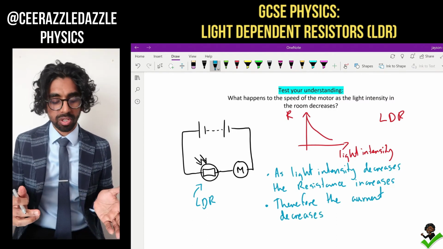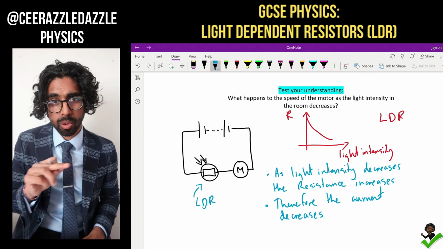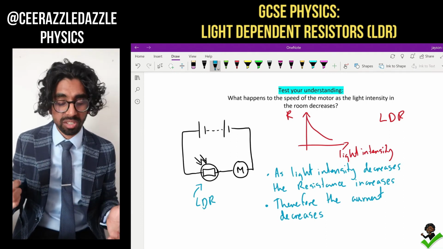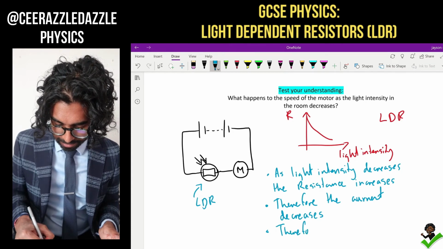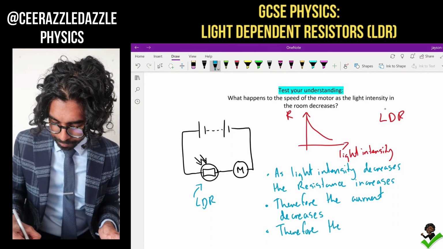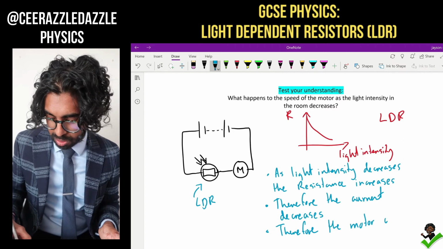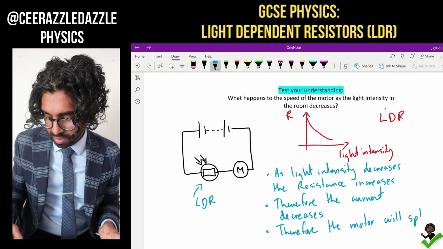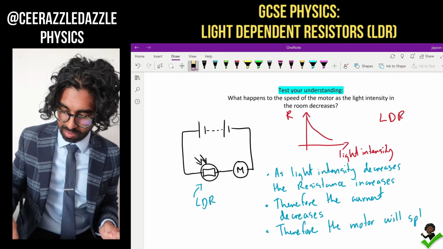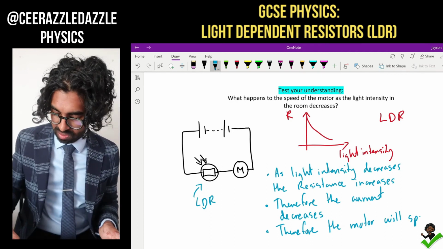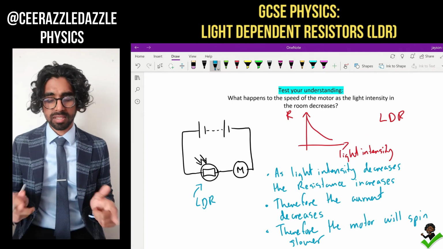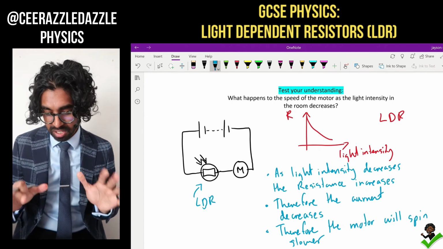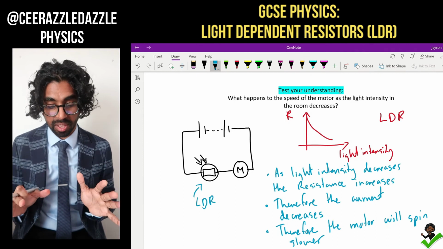So what does that mean to the motor? The motor has less current going into it, therefore it will spin slower. So therefore, the motor will spin slower. Nice stuff. Right, so that is going to test your understanding. Make sure you understand that before we move on.